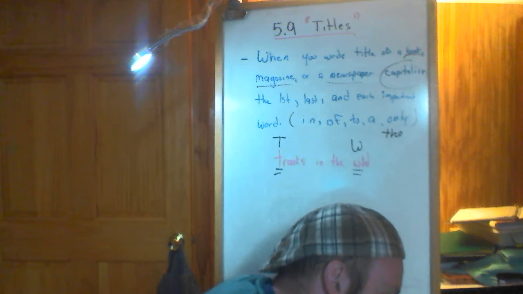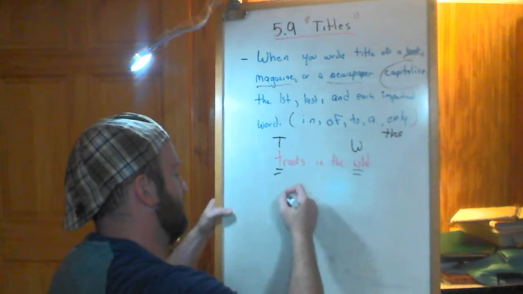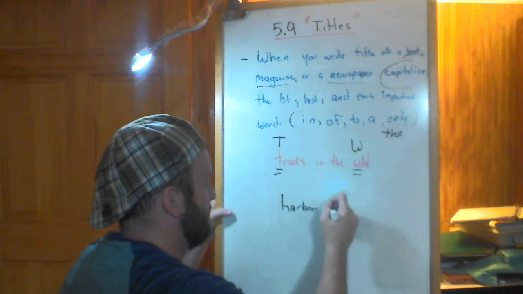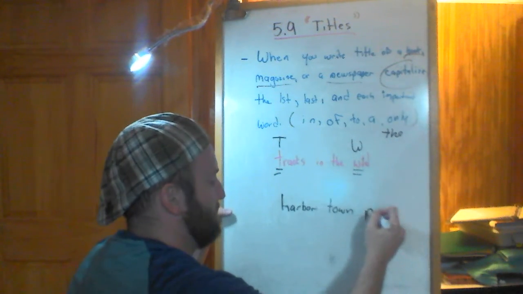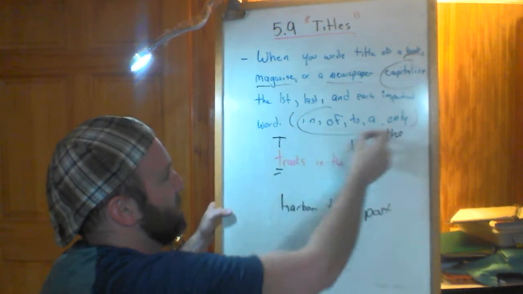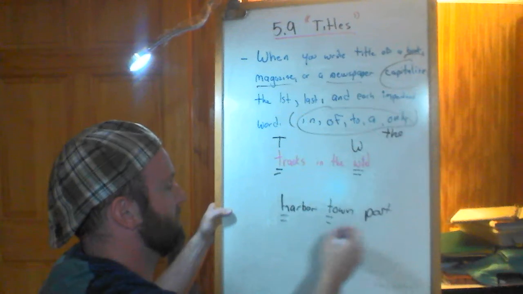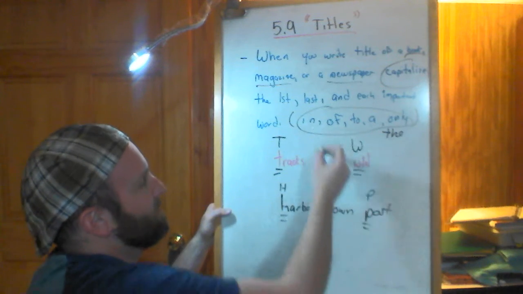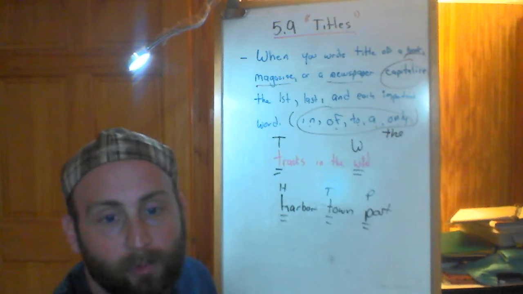Now, I'll give you an example. Let's say harbor, town, post. You're going to find out that's one of our examples. All these words are not any of these linking words. So all three of these words would be capitalized. It's only when you see these few words, more like preposition words, that you don't capitalize them.